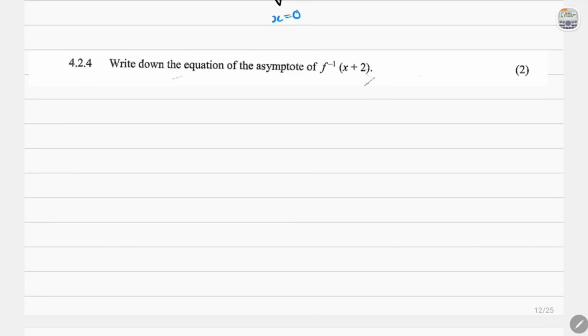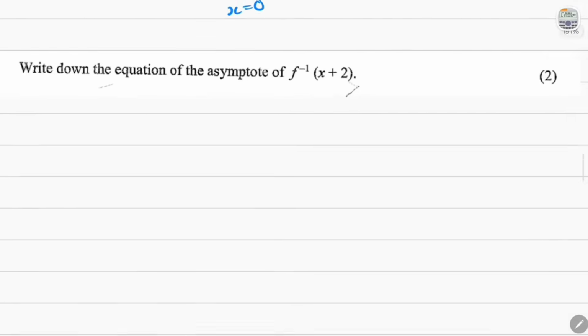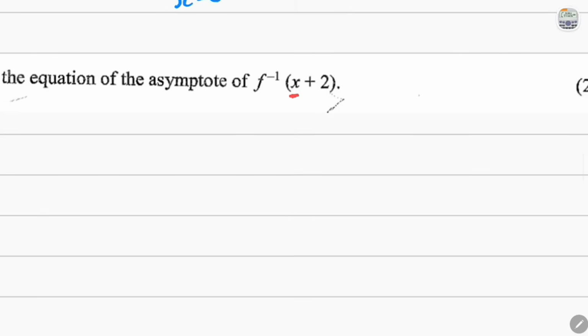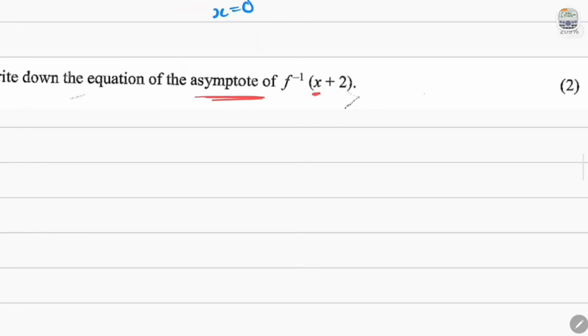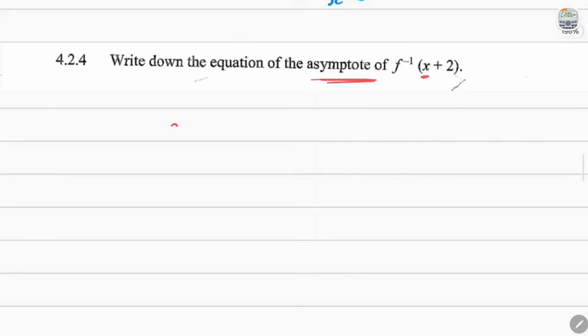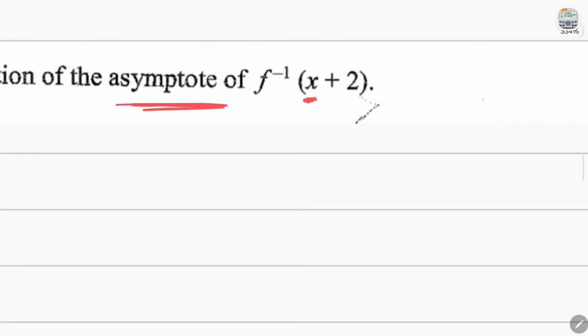Question 4.2.4 says, write down the equation of the asymptote of the inverse, if this was applied to it. So you're adding to the x. It's just about the asymptote at the end of the day. Think about what the asymptote of the inverse looked like. The asymptote of the inverse was a vertical asymptote, and it says x equals 0. So if you have x equals 0, and they're saying we're going to take all the x values and say plus 2, what you're doing here is you're applying a shift, and it's a shift affecting the x.